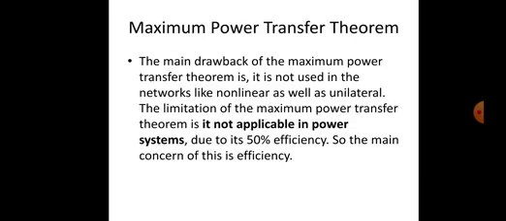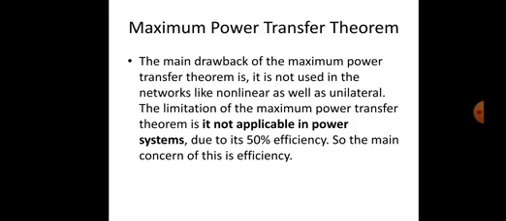The main drawback of the maximum power transfer theorem is that it is not used in networks that are nonlinear as well as unilateral. The limitation of the maximum power transfer theorem is that it is not applicable in power systems due to its 50% efficiency. So the main concern of this is efficiency.